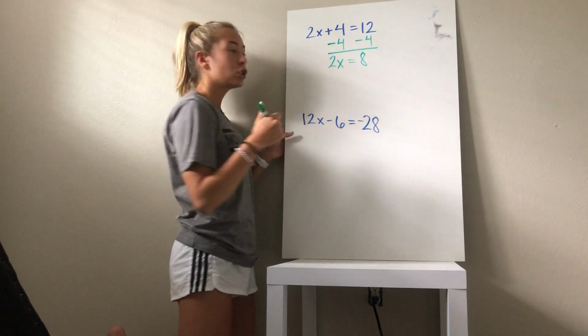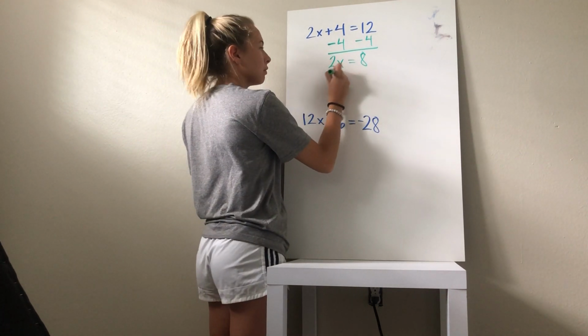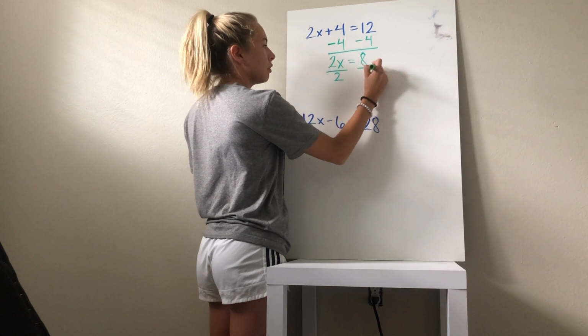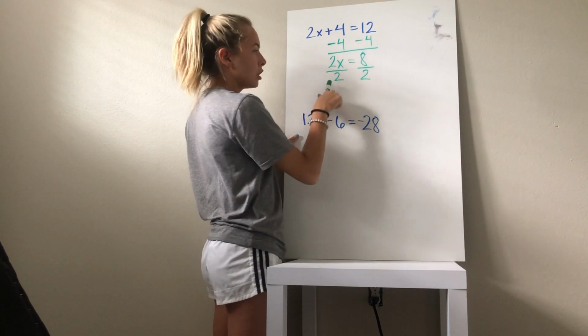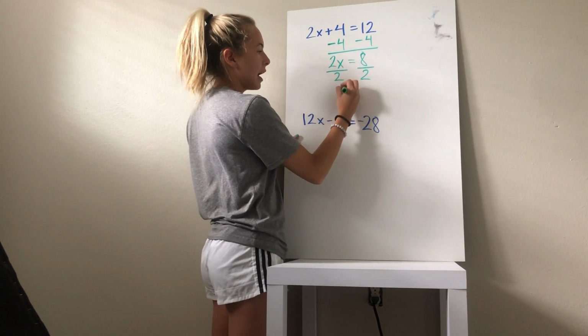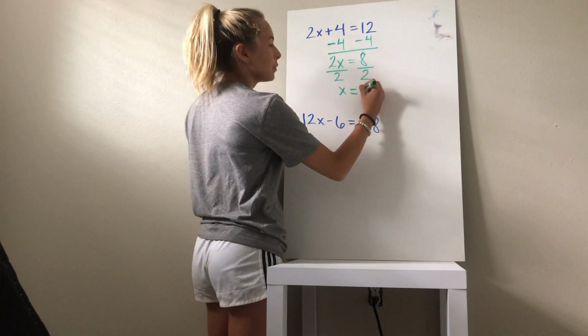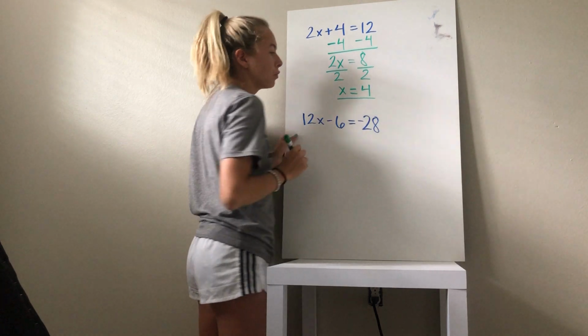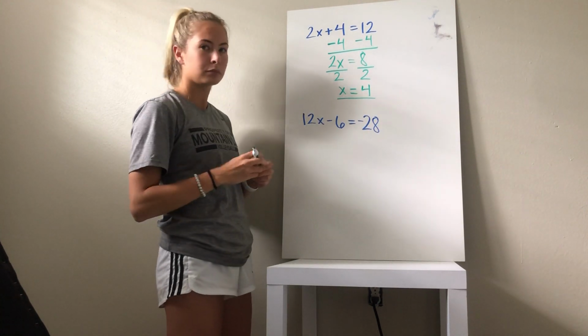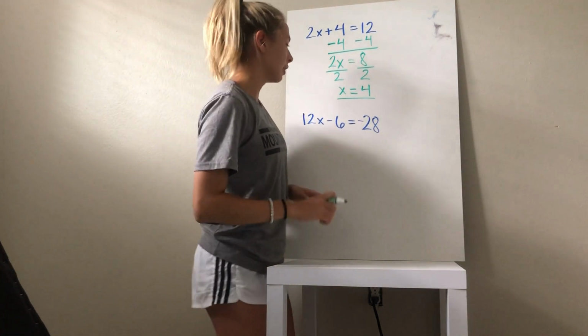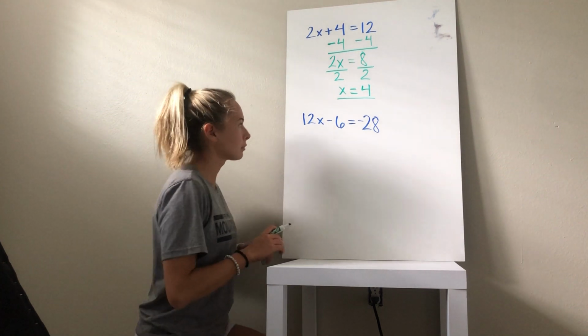We want to get rid of the 2 by dividing. So on the left side, we end up with just x. And then 8 divided by 2 gives you 4. So our final solution is x equals 4. Okay? Let's take a look at this equation down here.